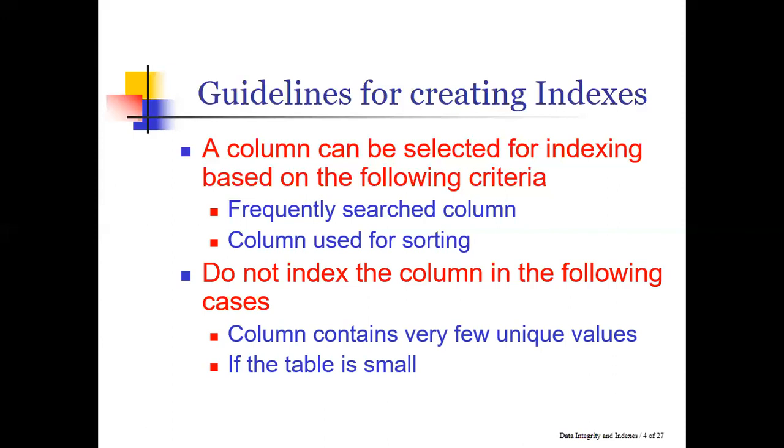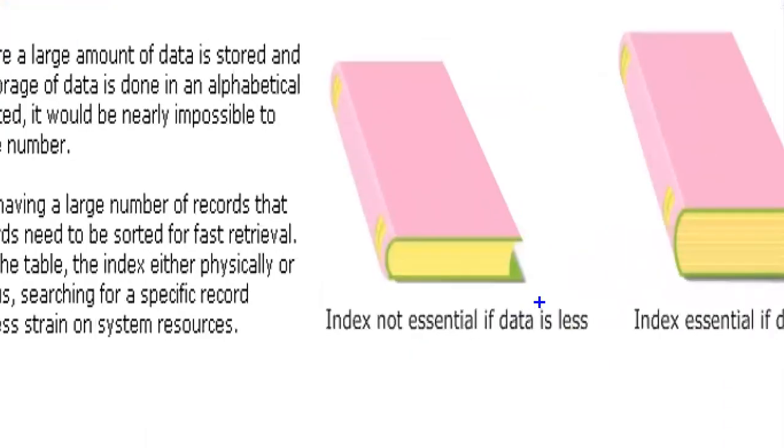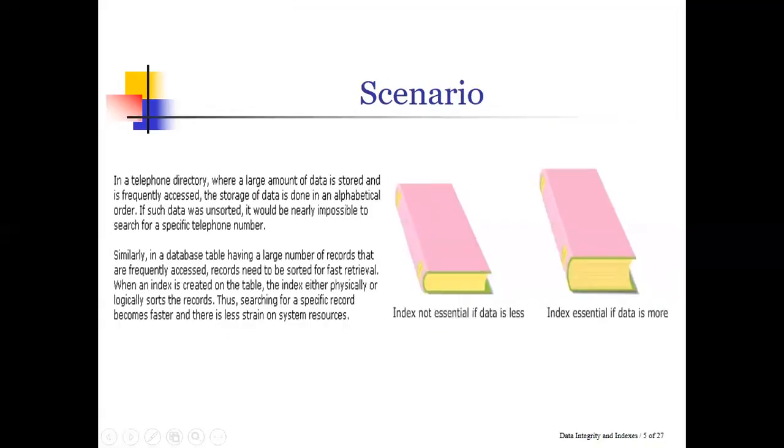Give indexing on the columns which are used in the search criteria very frequently. By default, when you create a primary key on a table, that particular field will have an index, or you can also give the index on the primary key. So this is what it is trying to say. Don't give indexing when the data is too small, but it is very much essential when your data is large.